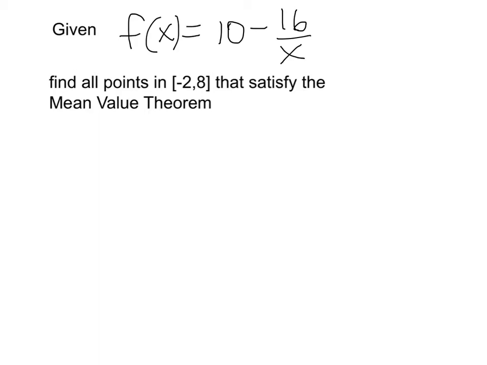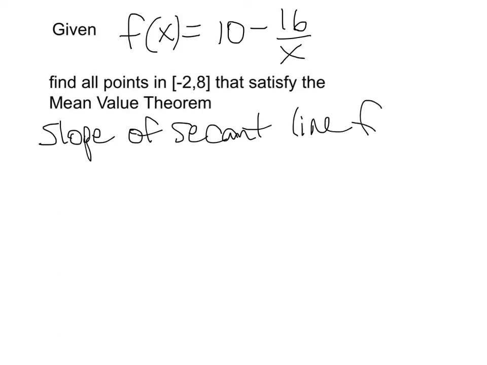Let's just blindly march forth trying to answer this question without thinking too much about what the mean value theorem states. Basically, the mean value theorem says that the slope of the secant line is equal to the slope of the tangent line at some point in the interval. So what is the slope of the secant line from x equals negative 2 to x equals 8?